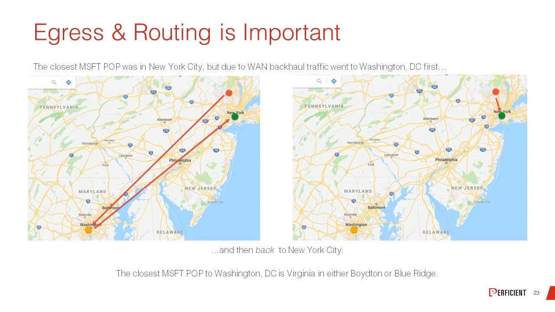So to give you a little visual, this particular customer's physical location is the red dot. They were located in northern New Jersey. And if you actually did some research, the green dot in New York is where the physically closest Microsoft network node was.